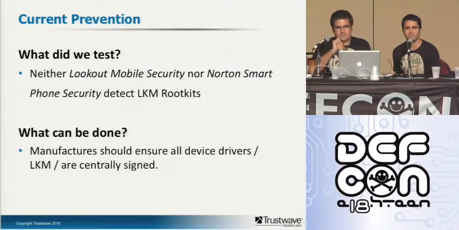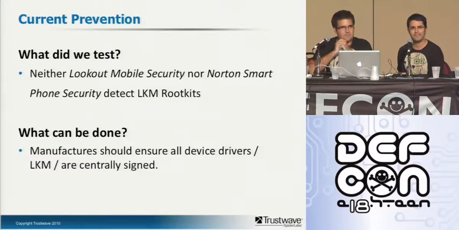So what does current prevention look like? This is really the main motivation. One of the main motivations we spoke about is to raise awareness. We tested both Lookout Mobile Security and Norton Smartphone Security on this phone with the loadable kernel module, the rootkit, loaded, and neither detected it. So that's pretty big awareness there.